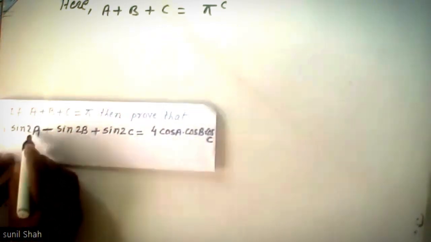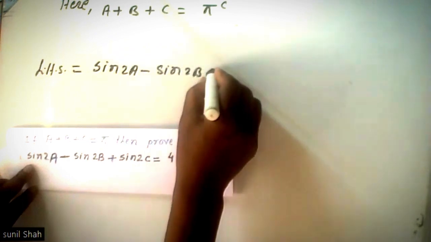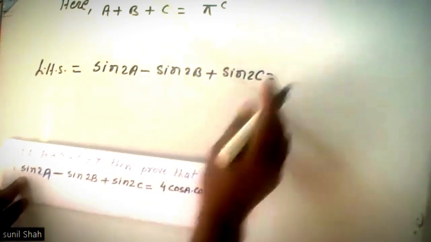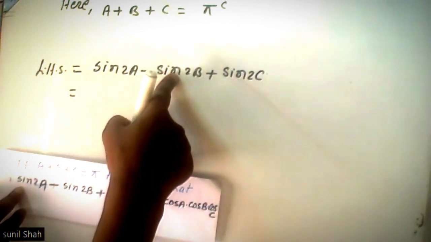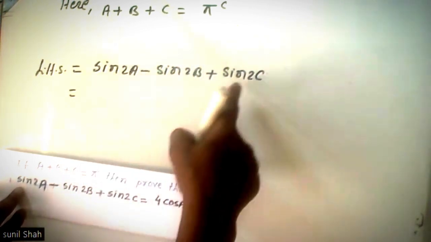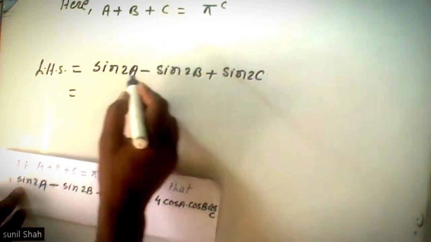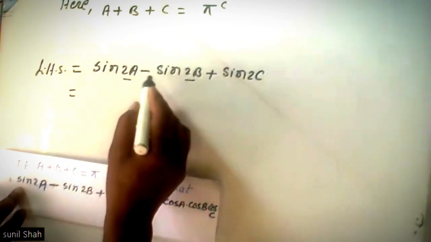We start with this sin 2a, sin 2b, sin 2c. Here LHS is equal to sin 2a minus sin 2b plus sin 2c. Here, sin c minus sin d. We can take any two of these three, either this plus this, or this minus this. So sin c minus sin d. This is c and this is d.